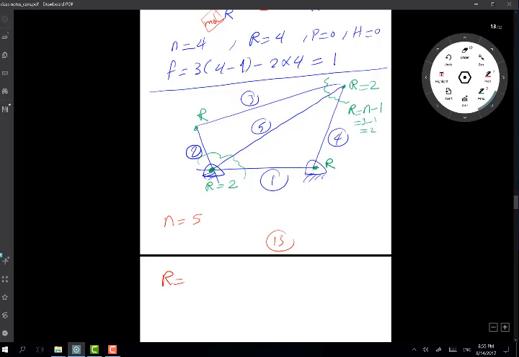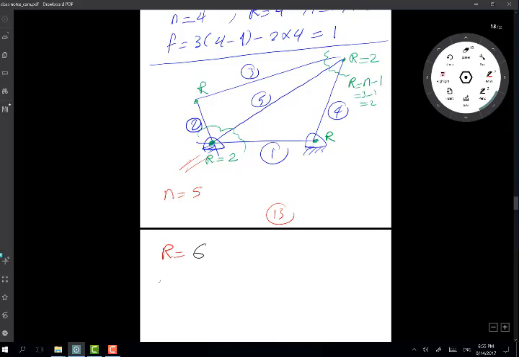Same thing at this other end here, right? Okay, so now straight away I can calculate my number of revolute joints will be equal to 6, and then the freedom will be 3 times (5 minus 1) minus 2 times 6, which will give me 0. So now that tells me that this linkage has become a structure. Once you added this extra link, link number 5, the linkage will not be able to rotate any further.